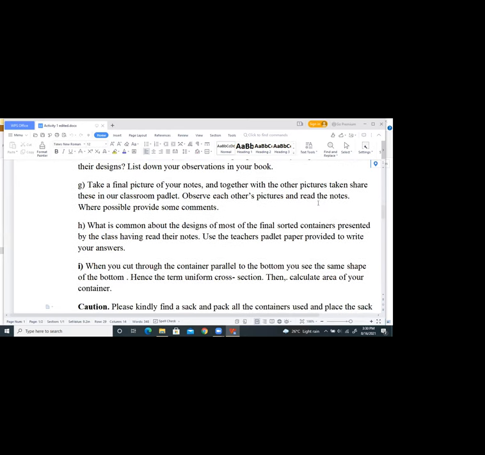So I want you to post on the Padlet what is common about your sorted container and the containers of others. Depending on Anna's observation, she has said that her container is made out of high density polythene with a symbol and a sanitizer dispenser. It has a rectangular shape. So for her, she put that.